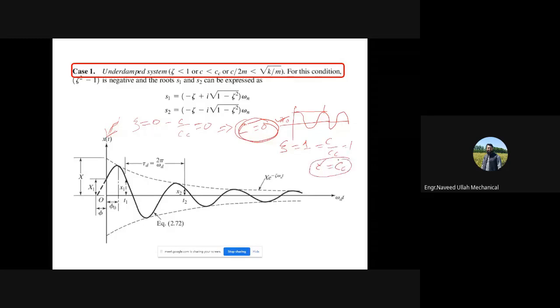Okay, so this will be critically damped system. This is known as critically damped system. Okay, so two. Then third is if value of zeta is less than 1, okay, let's say for example 0.5. So your C over CC is equal to 0.5.